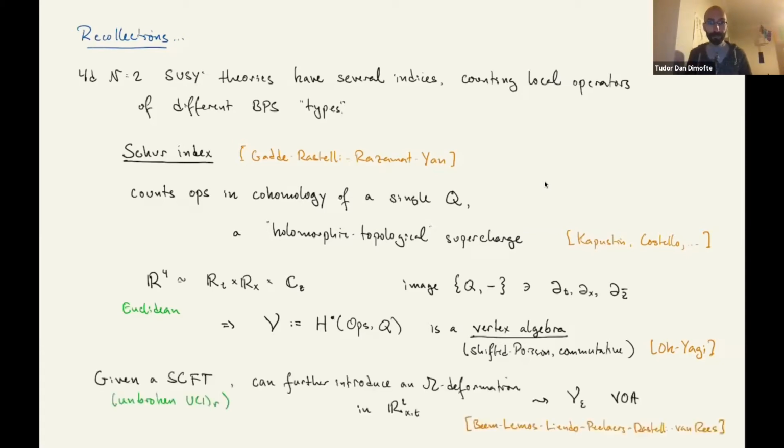If one further introduces an omega deformation in the tx plane, localizing everything to the origin of that plane, which can be done precisely when your theory is superconformal, then the operators I'm talking about only live in a single holomorphic plane, and now they can have singular OPEs. That leads to the story that Beem, Lemos, Liendo, Peelaers, Rastelli and van Rees worked out, and the VOAs that Maddalena was talking about. So this is a different way of accessing the same VOAs.